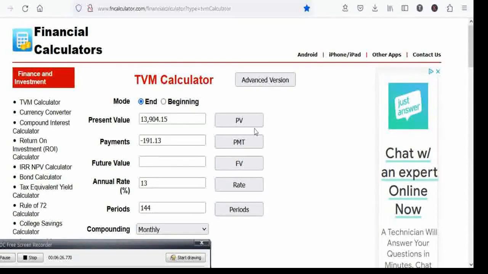You should come up with $13,904.15. And that is the dollar amount that you're going to be offering for the 144 remaining payments of $191.13 in order to return your desired yield of 13%.